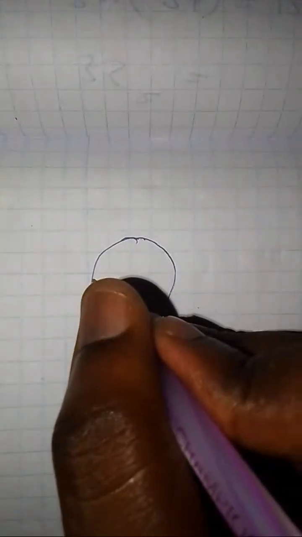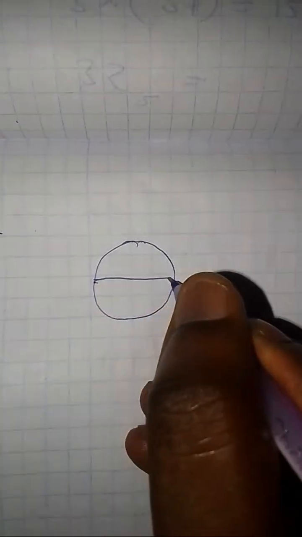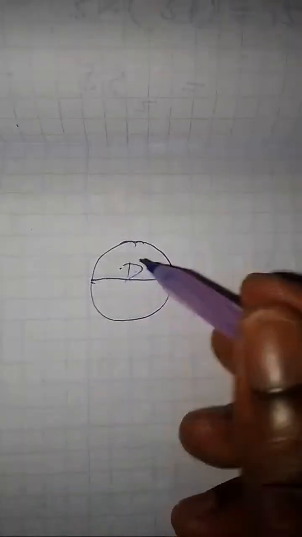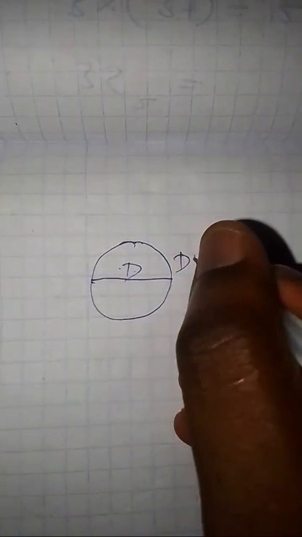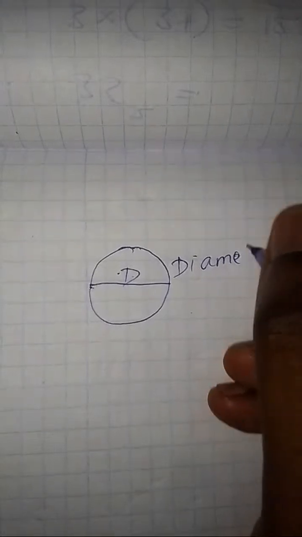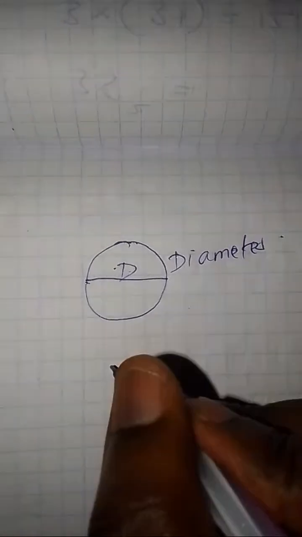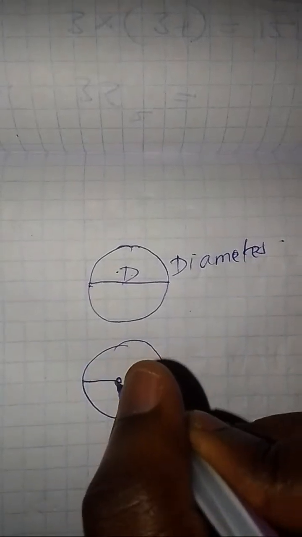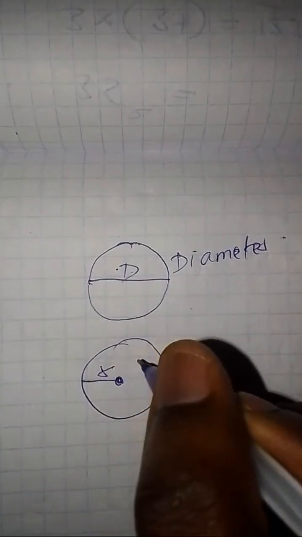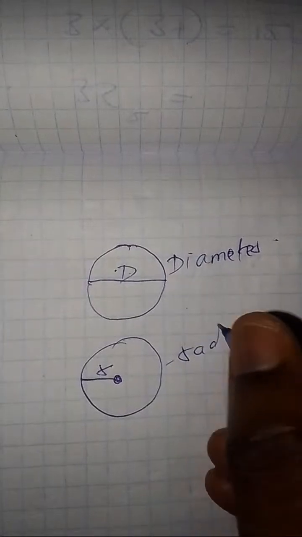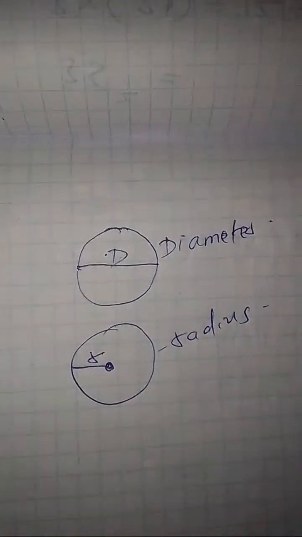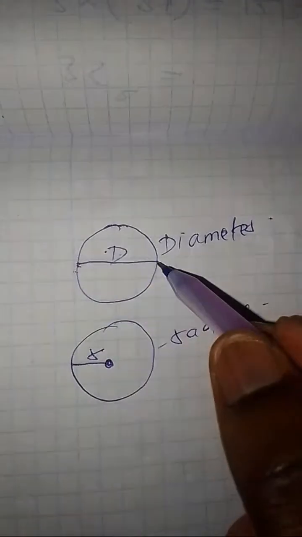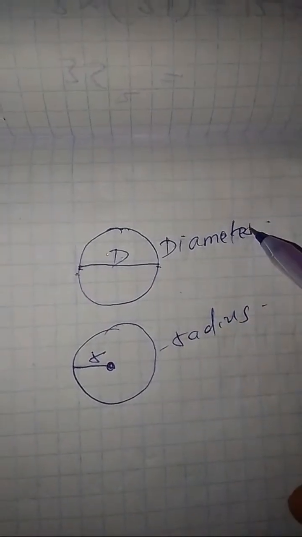From this distance up to this distance, we call it the diameter. So this one is D. D is called the diameter. If another circle is drawn, this distance to this distance is called the radius. So this one is called the radius, and this distance to this distance is called the diameter.